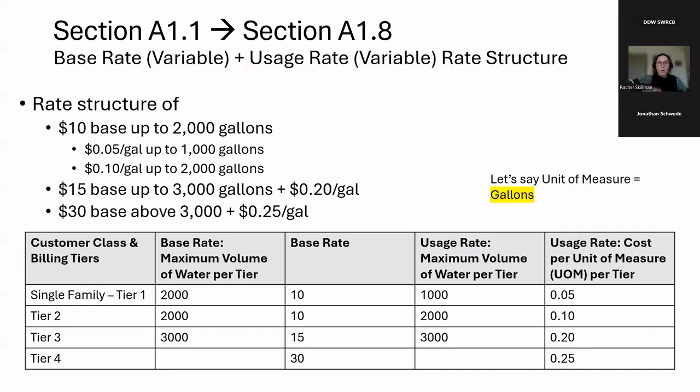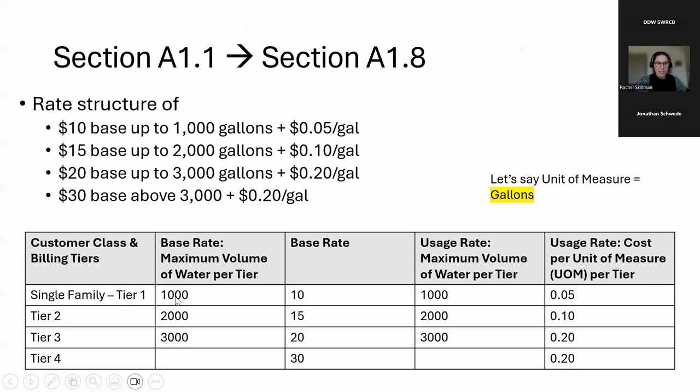Another example that you might see for a variable base rate and a variable usage rate, I wanted to highlight that they don't always need to be the same. On the last slide, I highlighted that these maximum volumes of water per tier apply evenly to each of the tiers. So the tiers are the same for both the base rate and the usage rate.